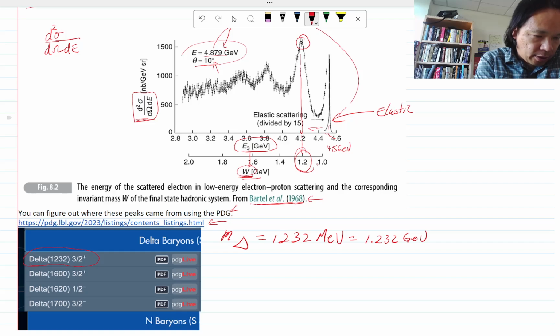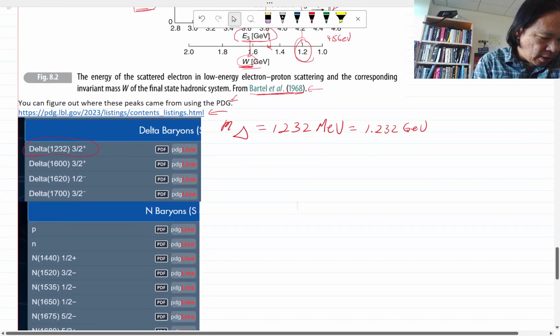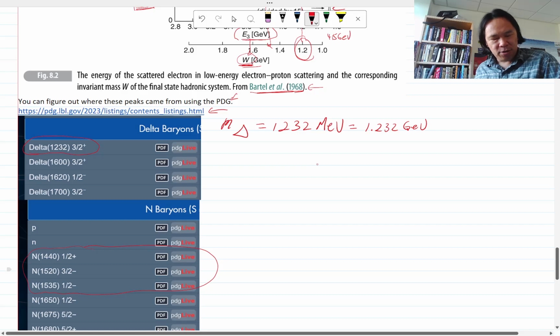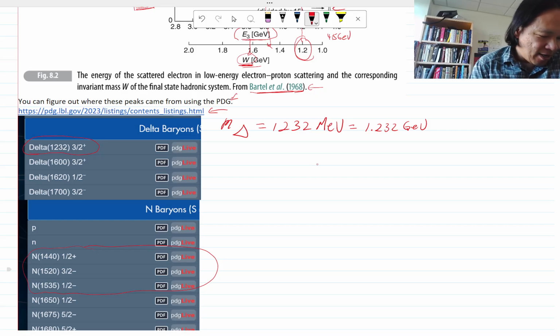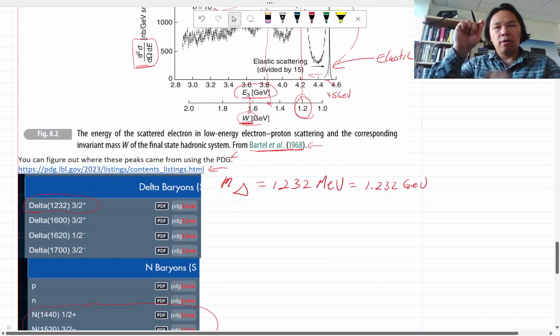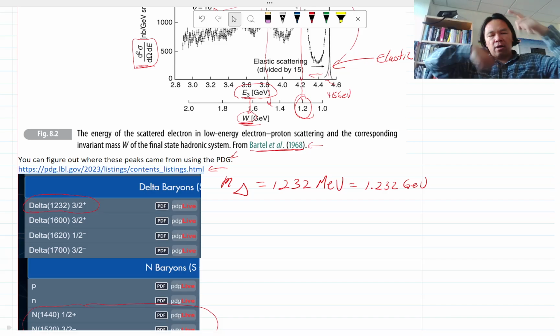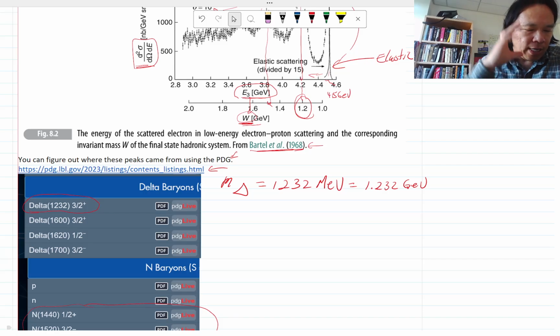There are other structures here. There's another peak at about 1.5. These are made by these capital N particles. So they're not lowercase n, which is neutron, but the capital N. Just think of these as excited states of protons and neutrons, where as opposed to just being at their lowest angular momentum state, they're spinning, they have higher angular momentum, therefore they carry more energy inside them, and therefore they have more mass as a result.